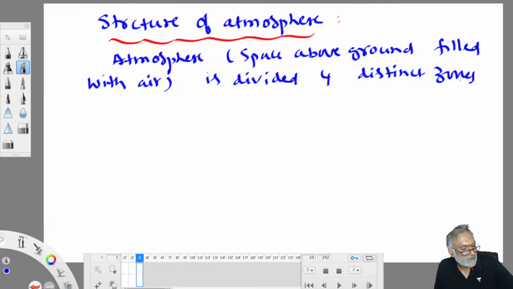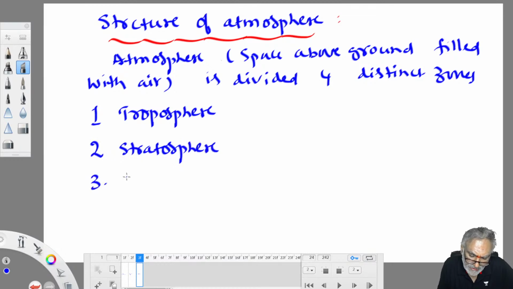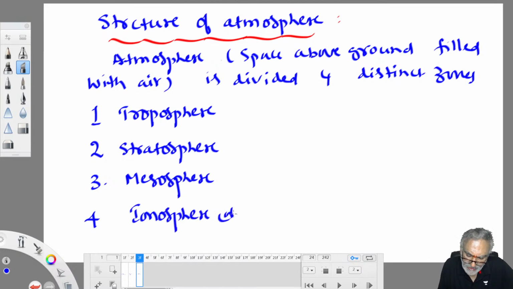What are the 4 zones? You all know that. 1. Troposphere. 2. Stratosphere. 3. Mesosphere. 4. Ionosphere or thermosphere. Recently they found one more, exosphere, but yet to get into academics.